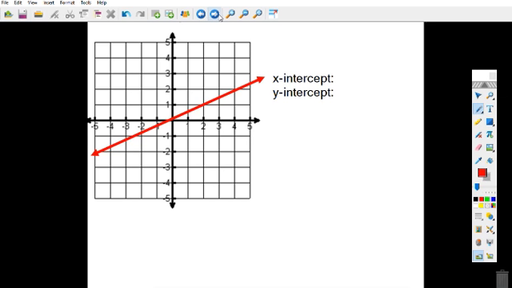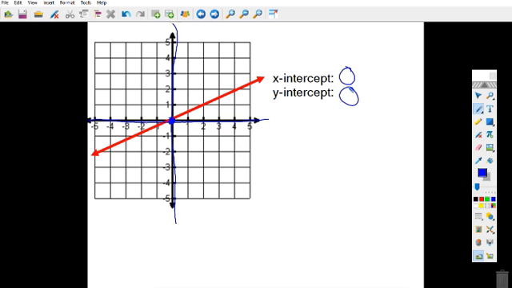I want you guys to try this one really quickly. So I'm going to pause, and then we will check and see if you were right. So 30 seconds, go. X and Y intercept. Alright, this one was kind of tricky, because if you're looking for the x-intercept, it crosses right here at 0. If you're looking for the y-intercept, it crosses right here at 0. Both of those would have been 0. All right, kind of tricky.